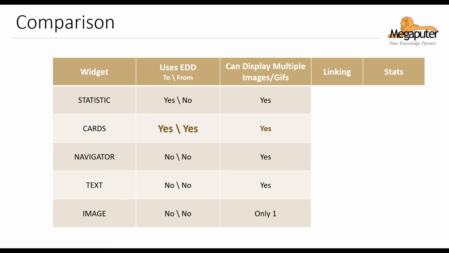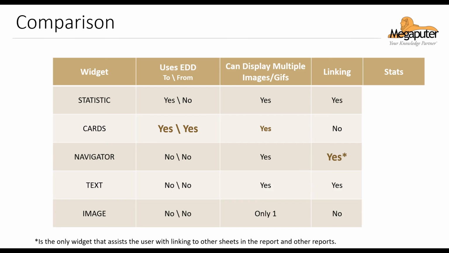As far as linking, many of the widgets can link to external pages or reports or sheets, except for the image and cards widget. However, the navigator widget is the only one that specifically assists the user with linking to sheets within the report or linking to other reports. And of course, there is only one widget that can dynamically display stats and data values. That is the statistics widget, arguably the most versatile of the widgets.